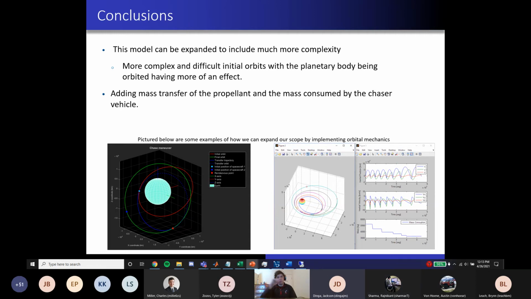Another thing we would like to add further down the line is the actual mass transfer of the propellant and the mass consumed by the chaser vehicle, because obviously as these tankers and things are moving around, they're using their own propellant. So changing that would create more forces of motion and moments on each spacecraft.